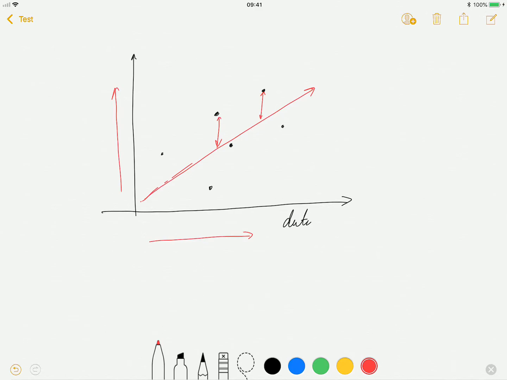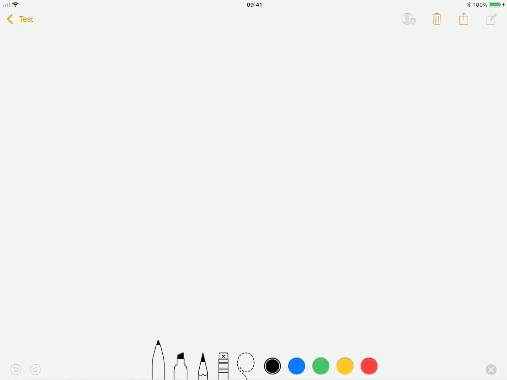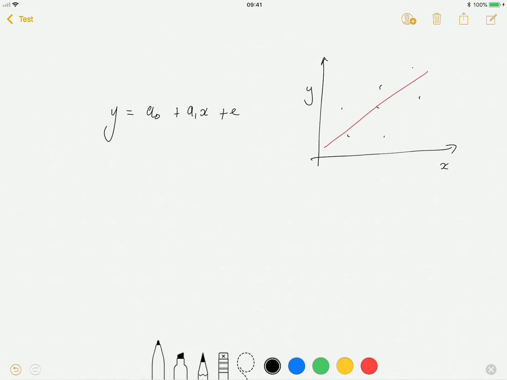Okay, so let's just clear this. The mathematical relationship for the visual linear plot that I just showed you is of the form y is equal to a0 plus a1x plus e. So let's just draw this on the side here. We had all of our points and we're trying to fit a line through them. Okay, we've got the x-axis and the y-axis.